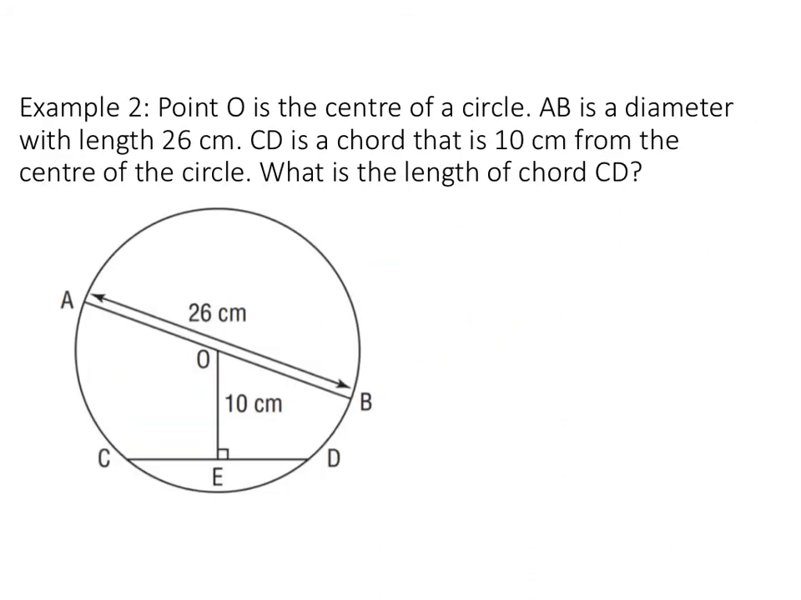Example number 2, point O is the center of a circle. AB is a diameter. Okay, so they gave us a diameter here, and they've labeled it 26 centimeters. Okay, perfect. CD is a chord that is 10 centimeters from the center of the circle. So there's my chord, and it is 10 centimeters from the center of the circle. What is the length of chord CD? So I'm trying to find this distance all the way from C to D.